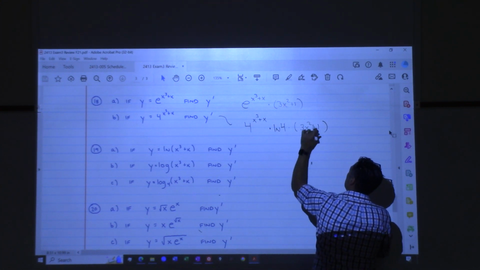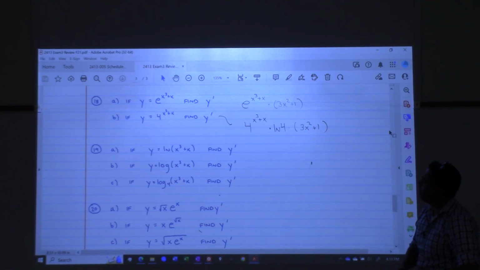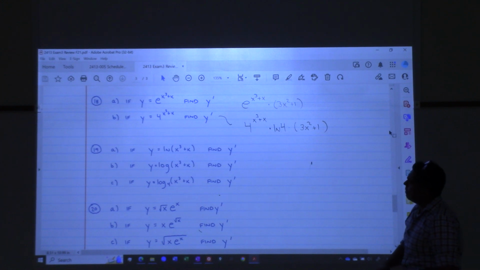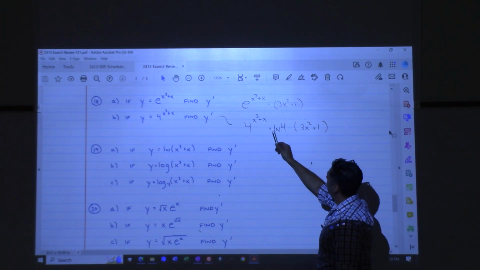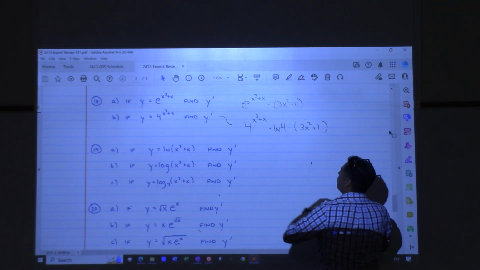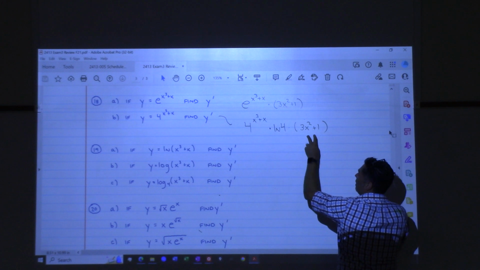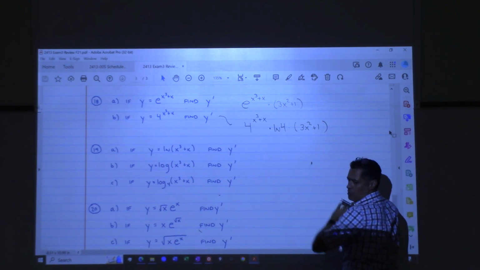Does it matter which one you have in parentheses? Like if I would decide to put parentheses over ln4 and just leave 3x squared plus 1 alone? That would still not work. If you do parentheses on this and then leave that not in parentheses, then it's going to look like all you're doing is multiplying the first two.